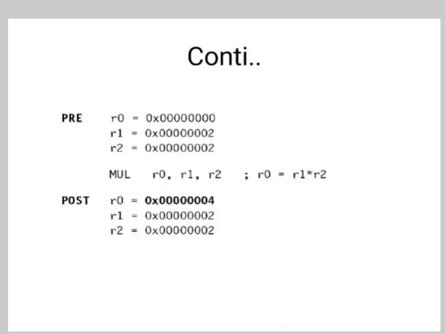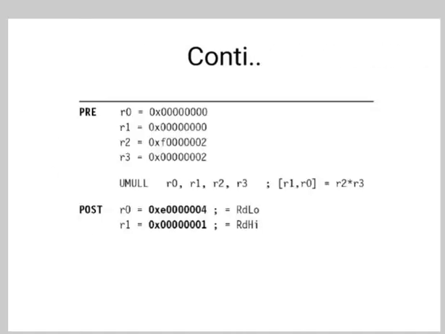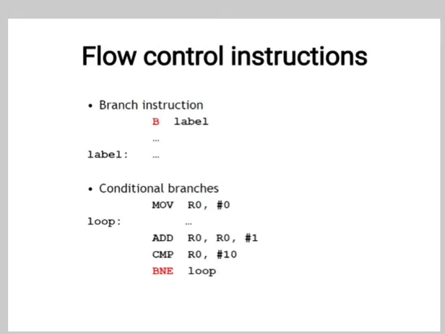Now next is the multiply instruction. Previous values R0, R1, R2. So R0 is equal to R1 into R2, so it is 4. Similarly, here previous values are given, and after applying the instruction, next values are given.